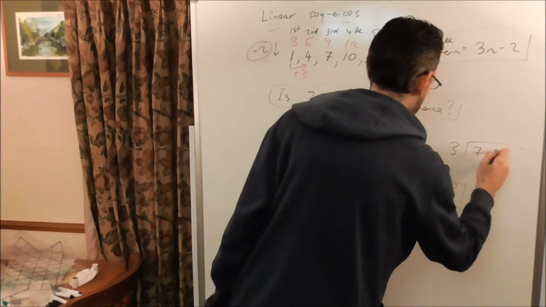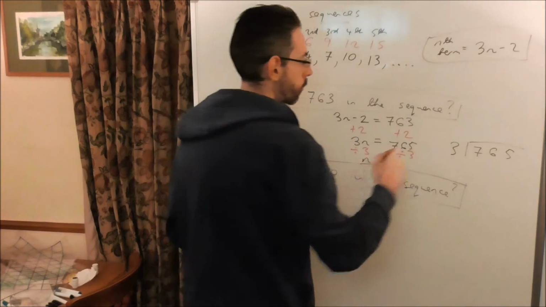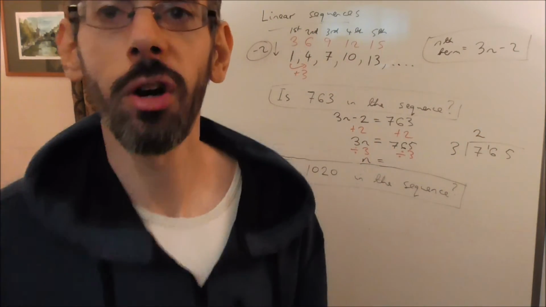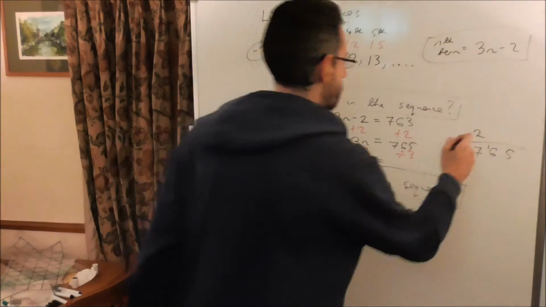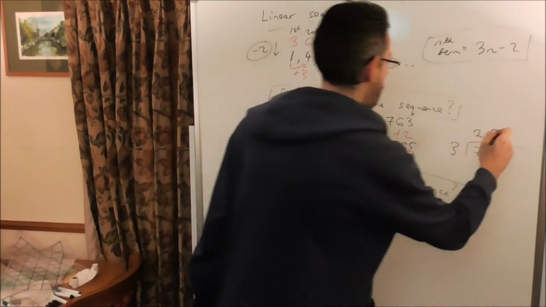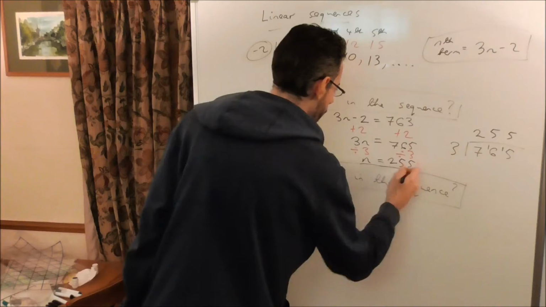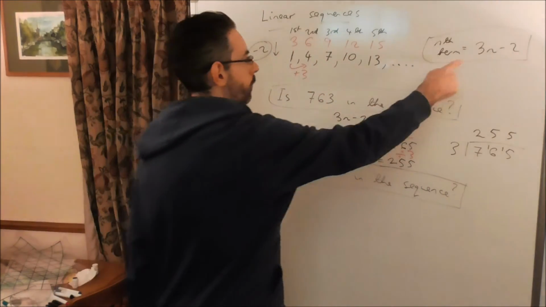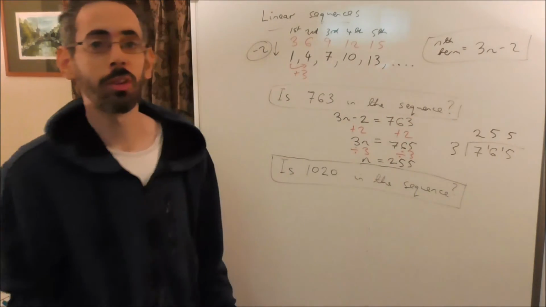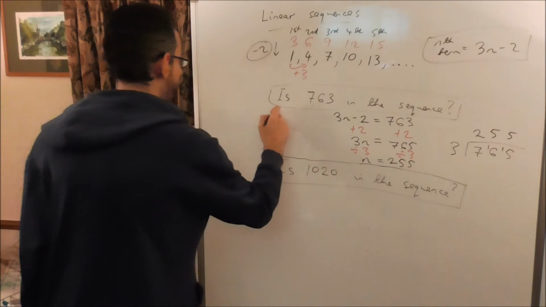So 3's into 765. 3's into 7 goes twice, remainder 1. 3's into 16 is 5, remainder 1. And 3's into 15 is 5 exactly. So we get the answer n is 255. So that's telling us that when you put 255 into this formula, you get the answer 763. So it is in the sequence. It's the 255th term of the sequence. So the answer is yes.